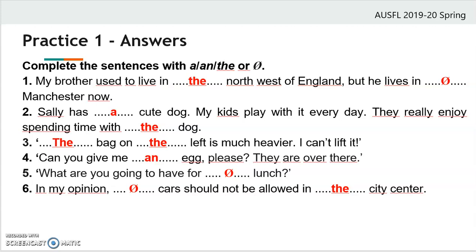Sally has a cute dog. My kids play with it every day. They really enjoy spending time with the dog. The second exercise, as we see, the first blank should be a, as we learn about Sally's dog for the first time. The second time we hear about it, we put the, because the dog was already mentioned before, and it is specific.